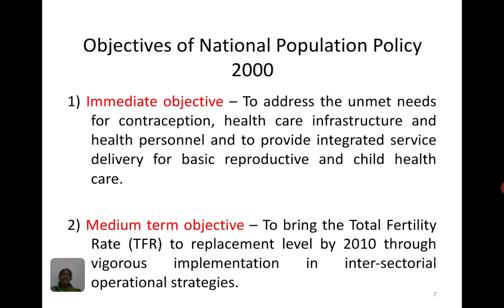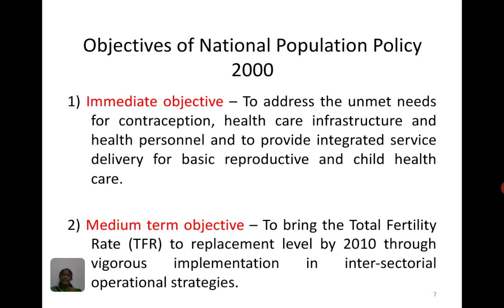As you are aware, especially in rural areas, there are no adequate healthcare facilities, and healthcare personnel are also not many in number. Hence, those unmet needs were to be met, and they form the immediate objectives. Along with that, integrated service delivery for basic reproductive and child health care also forms the immediate objectives.